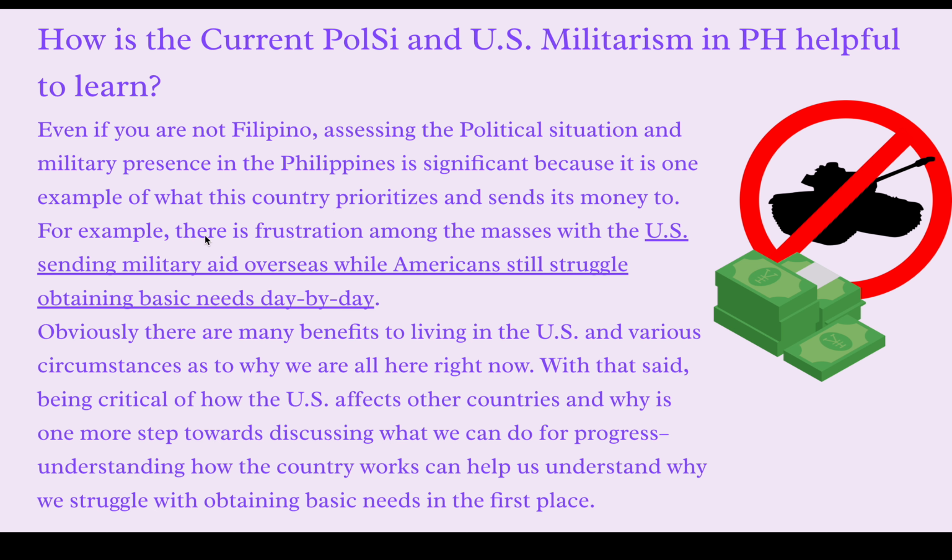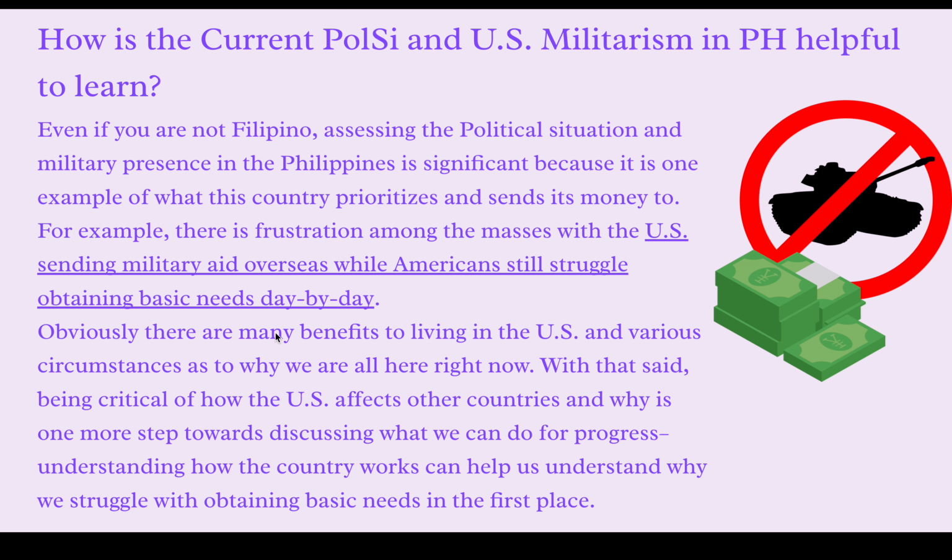For example, there is frustration among the masses with the U.S. sending military aid overseas, while Americans still struggle obtaining basic needs day by day. I will attach what this line is highlighting, because I think it's by PBS, and a veteran was talking about his opinion on the U.S. sending military aid overseas.